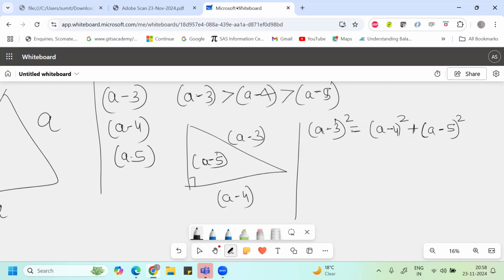You're getting it? Now you solve this, you will get the answer. That is the value of A. That is one way of doing it. The other way of doing it is to use the options.